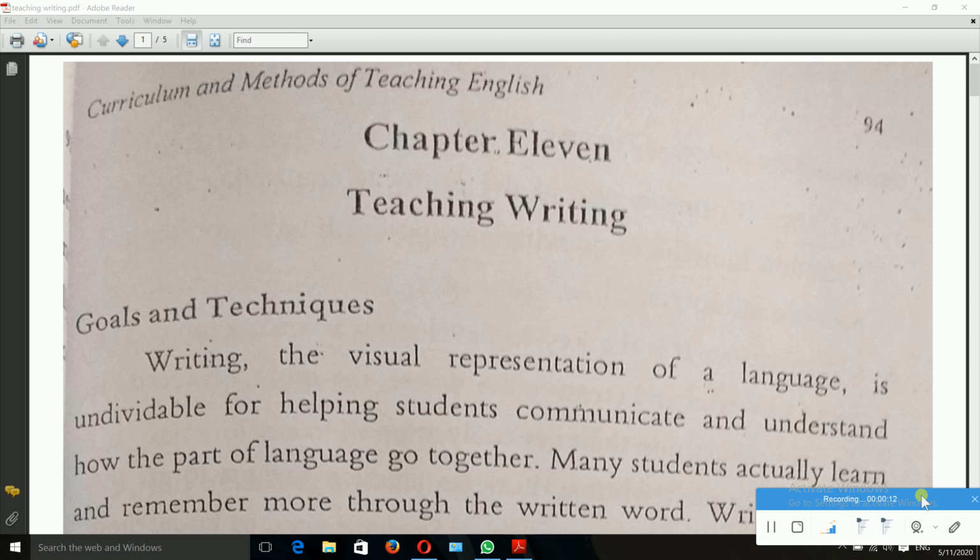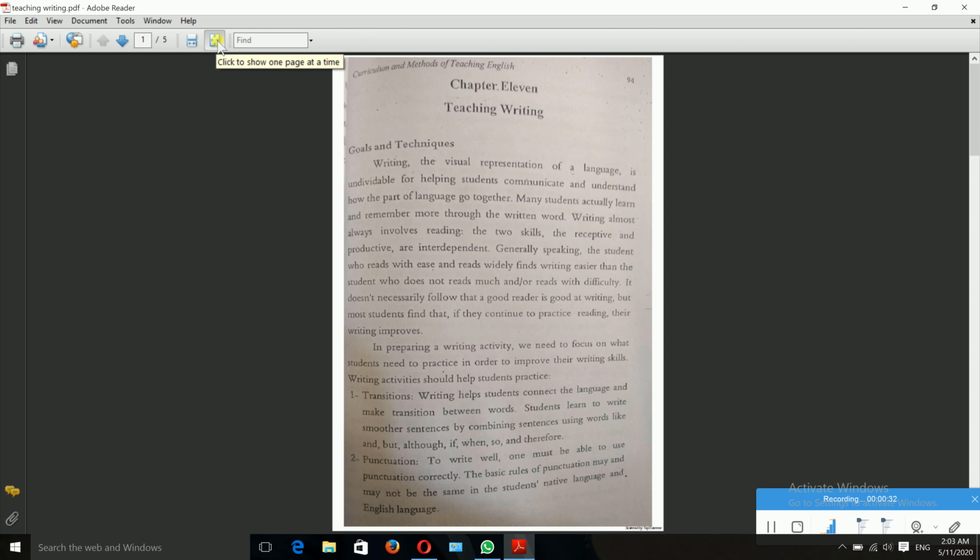Today we are going to take chapter 7, teaching writing, how to teach writing in the class. Okay, I think the picture is clearer if we present it this way, since the writing is somewhat far away.